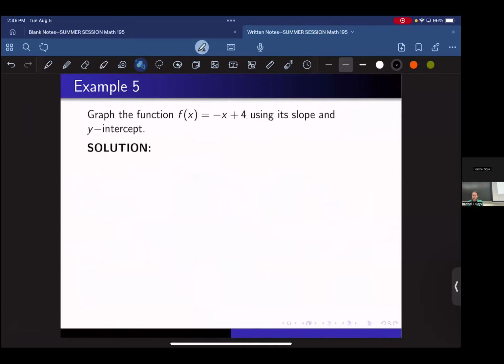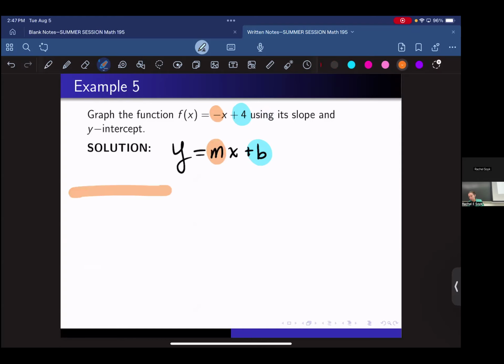So let's do some more practice. Example 5, we have a function and we want to graph it using its slope and y-intercept. So again, y equals mx plus b. Identify your slope and identify your y-intercept. What's your slope here? Negative 1. What's your y-intercept? 4.